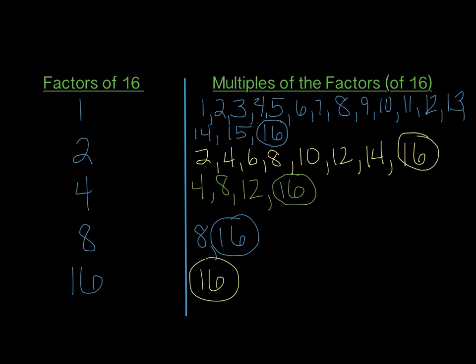We're at 16. So when we look at the factors of 16 and the multiples of those factors, notice that 16 is in each one of those multiples of the factors. Okay, so see that they're related. That's what I'm trying to show you. There is a relationship between factors and multiples.